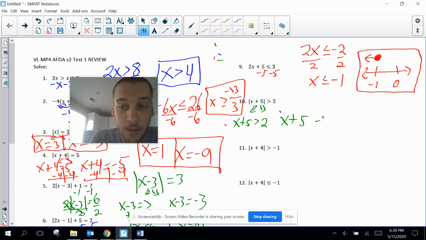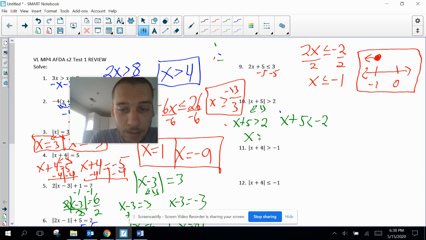Yes, this becomes a -2, but I also have to flip the inequality. So on the side where I make the right side negative, this inequality is going to flip and become less than. That's every single time. So this flips and this changes sign every single time. So I'm going to solve for x, subtract 5 on both sides.